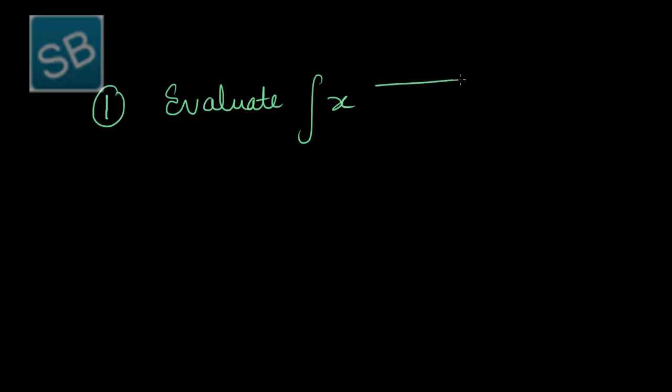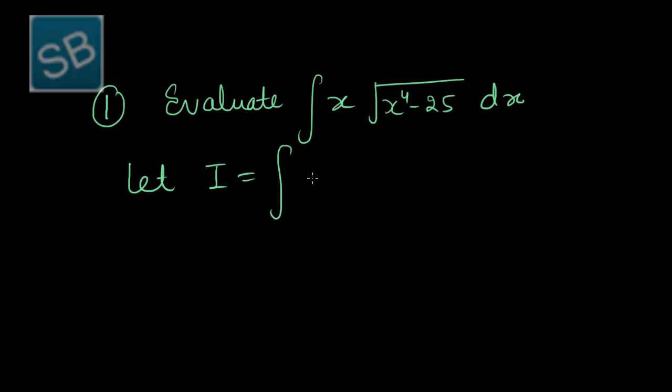Now we are going to solve some problems which are based on some standard results, and the problems based on the square root. So the first problem is: evaluate the integral of x into under root x raised to power 4 minus 25 dx. So here let I be equal to the integral of x into under root x raised to power 4 minus 25 dx.